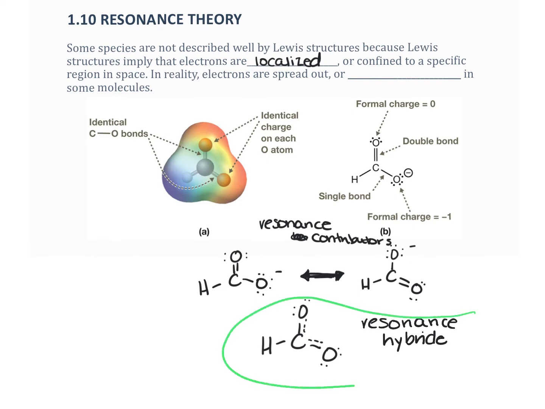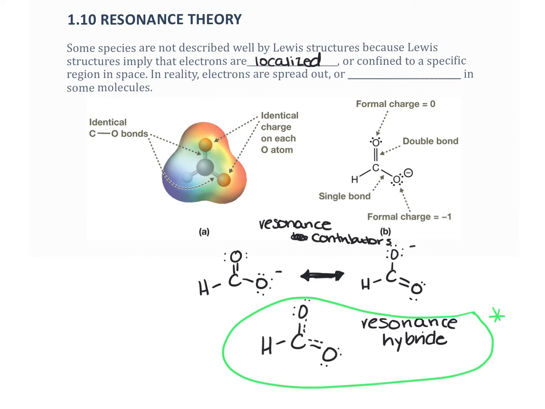This is what we actually have. That's what we actually have in the bottle. These resonance contributors are fictitious. We don't actually have those. But when we use Lewis structures, we'd still use Lewis structures. We just understand that these now have delocalized electrons.